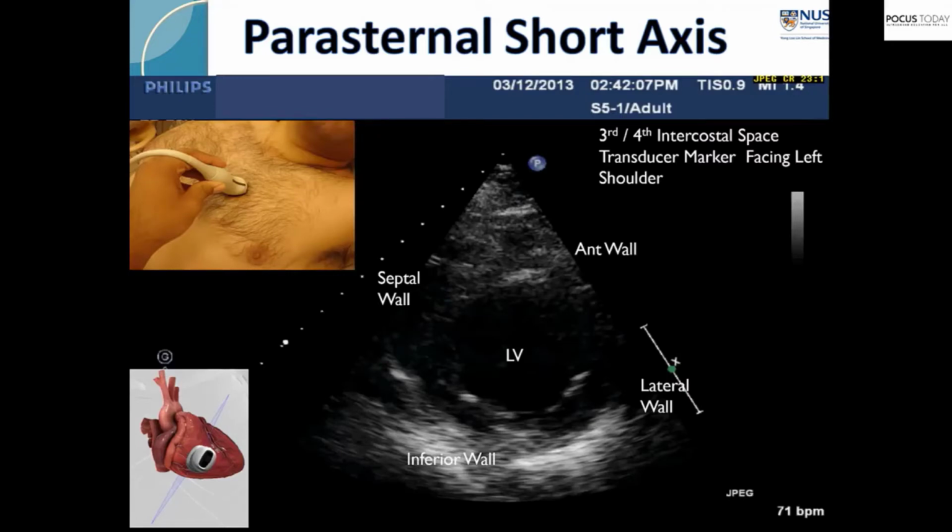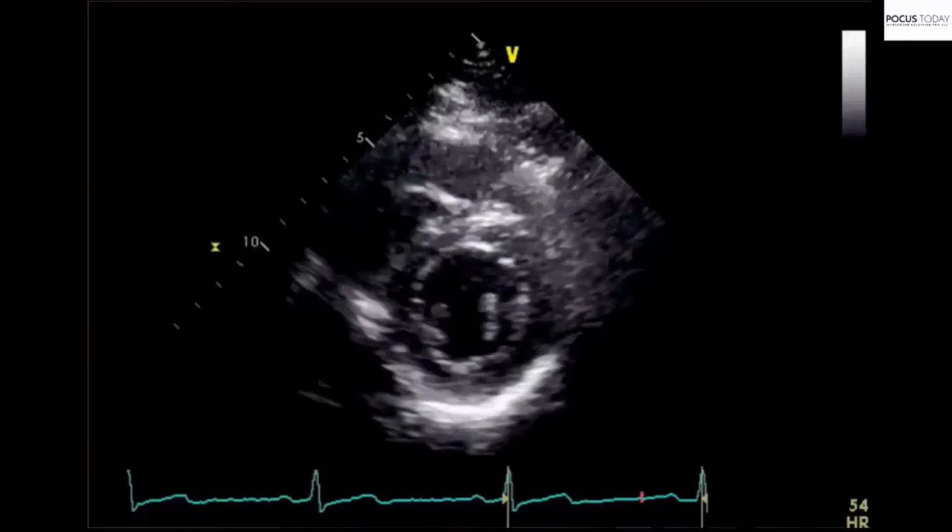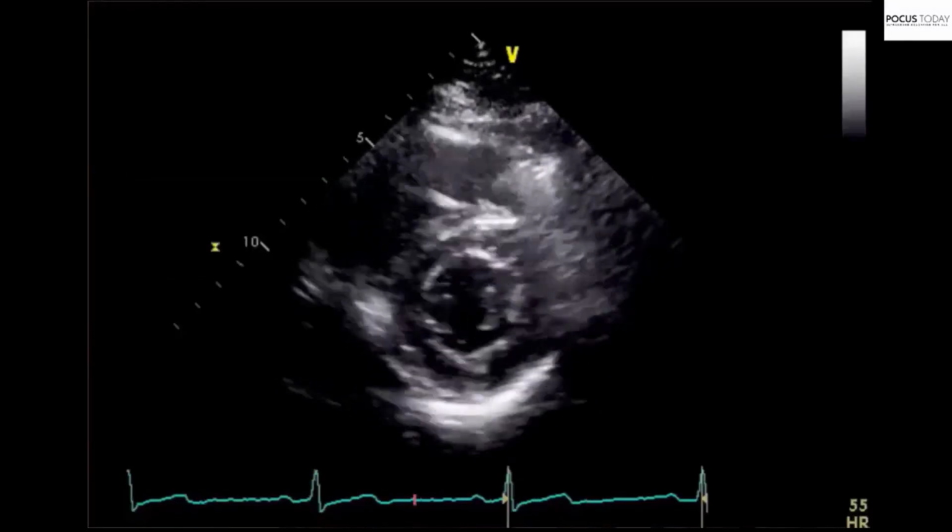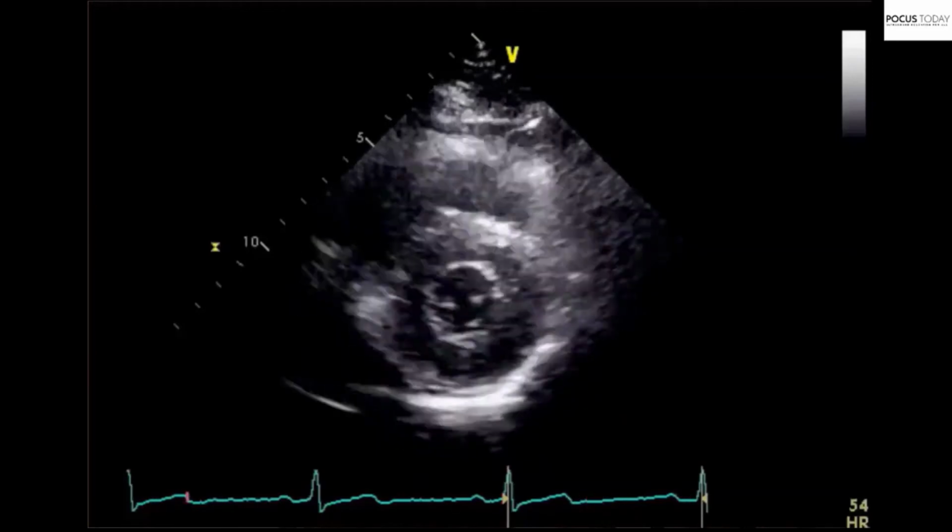The LV is seen in its short axis. The papillary muscles can be seen when the LV mid-cavity is visualized. All 4 walls of the LV can be seen. These are the anterior, septal, lateral and inferior walls. This view is useful for assessment of LV global systolic function and regional wall motion abnormalities. Preload status and afterload assessment can also be made here.